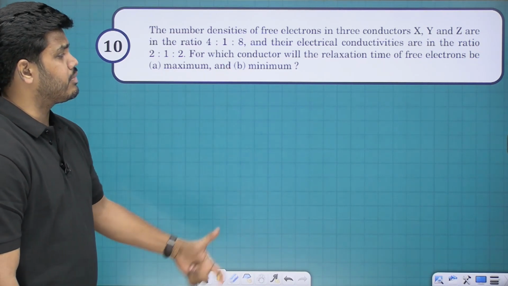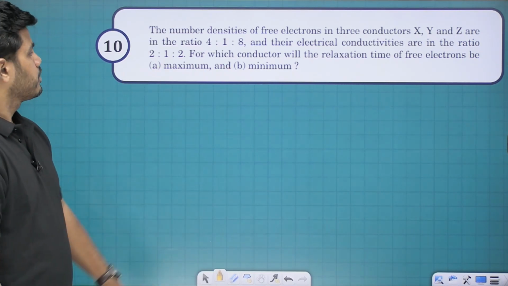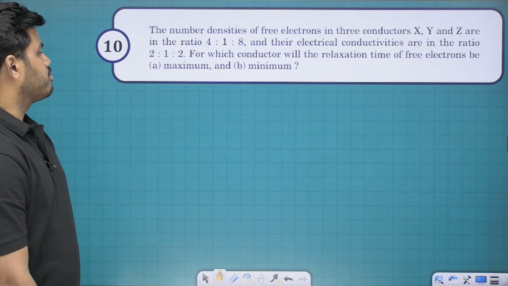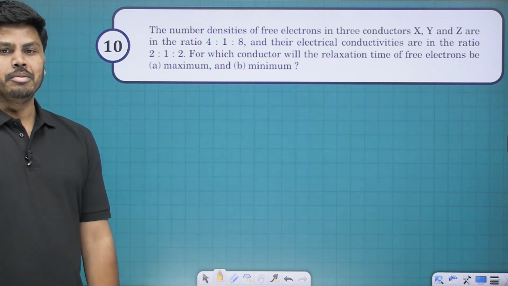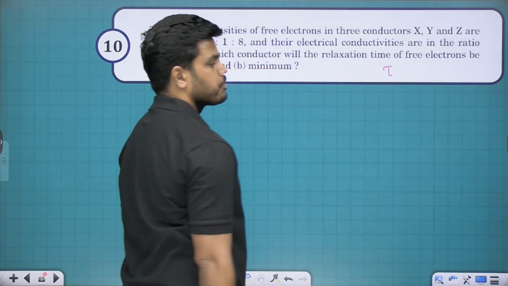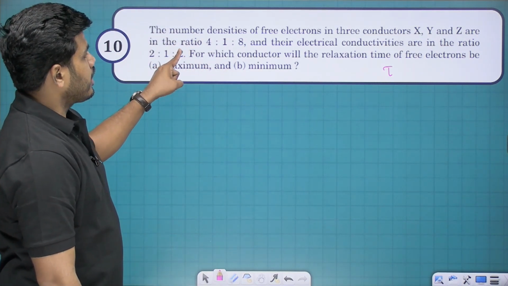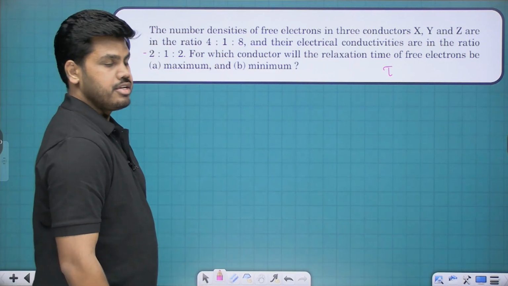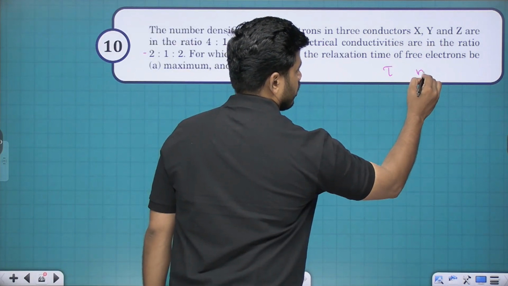And their electrical conductivities are in the ratio 2:1:2. For which conductor will the relaxation time of free electrons be maximum and minimum? Yes, relaxation time, tau, is to be calculated. You are given the ratio of number densities, small n.